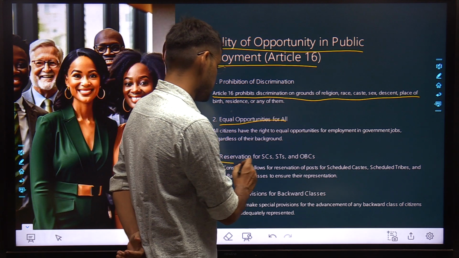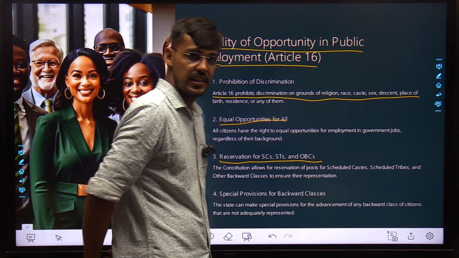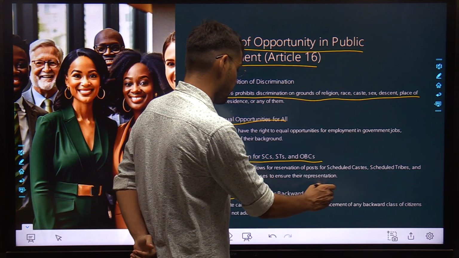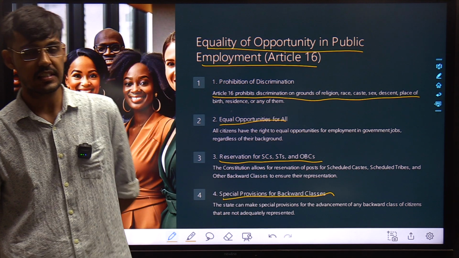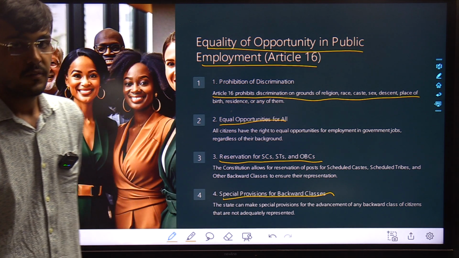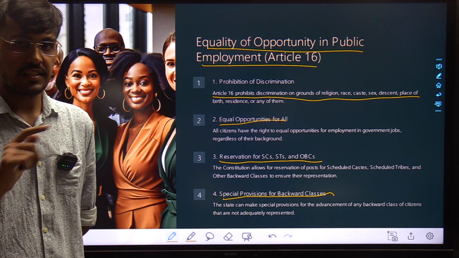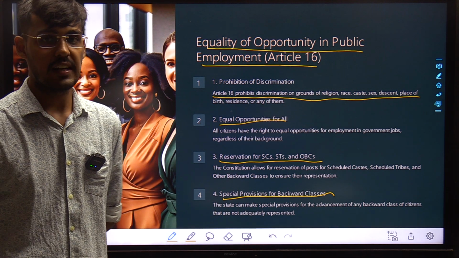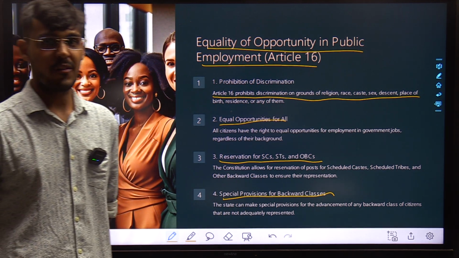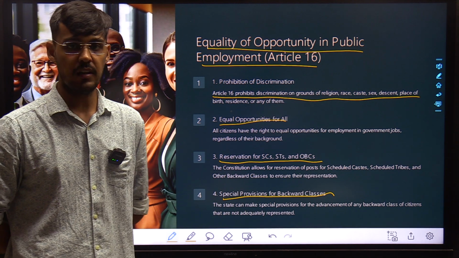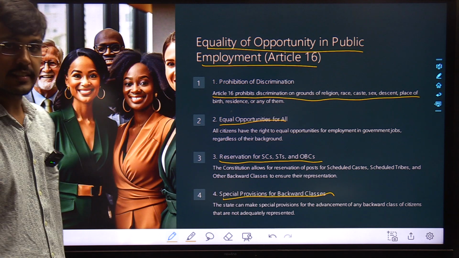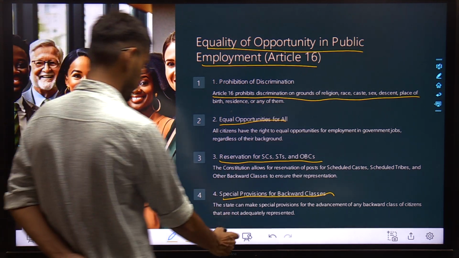The same thing which I have talked about, the reservation for SCs, STs and OBCs. The fourth is special provision for backward classes, which is also mentioned under Article 16 of the Constitution. There are different articles for scheduled caste and scheduled tribe, and there is a different article for the backward classes, other backward classes. But the concept of reservation for public employment is mentioned for all the segments of the society in Article 16. Next.